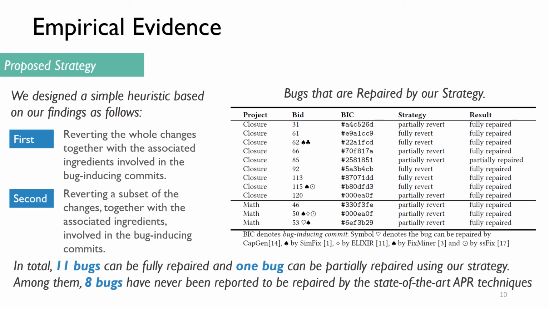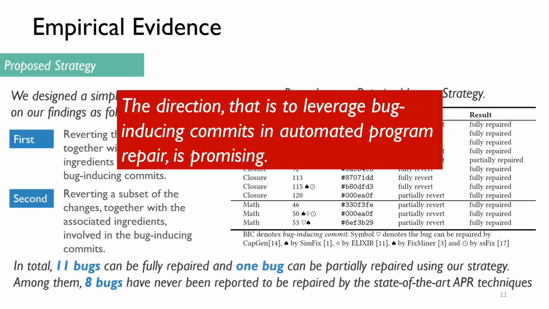In total, 11 bugs can be fully repaired and 1 bug can be partially repaired using our strategy. Among them, 8 bugs have never been reported to be repaired by the existing state-of-the-art APR techniques. Such results indicate that the direction, that is to leverage bug-inducing commits in automated program repair, is promising.